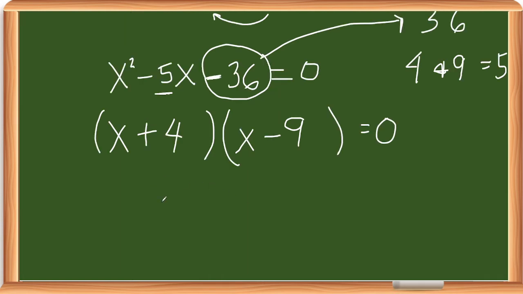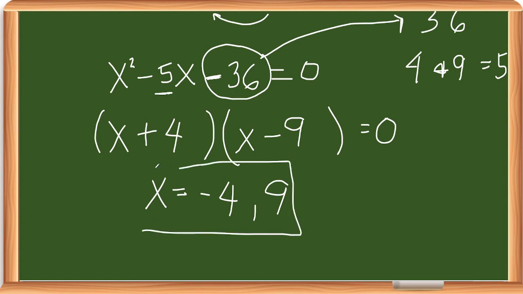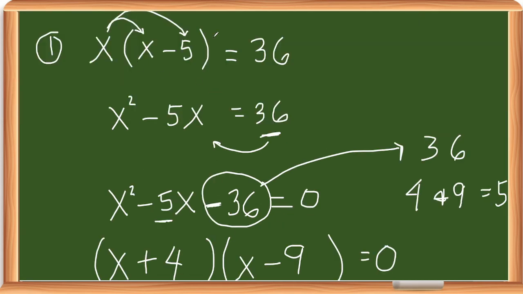So, that means, x is equal to, change lang natin yung sign nito, di ba? Negative 4 and positive 9. Okay? Kukunin lang natin yung opposite ng sign ng bawat nasa loob ng parenthesis. So, ito yung solution mo. Now, let's check if your solution is correct. Negative 4 tsaka 9. Unahin natin yung negative 4.